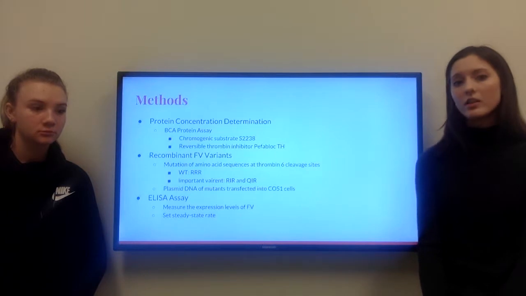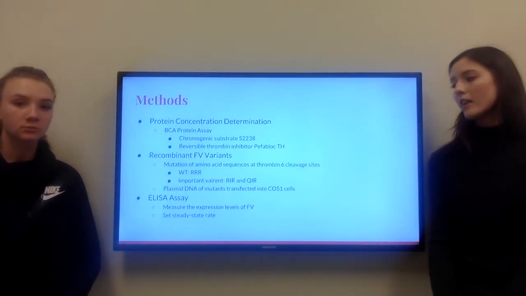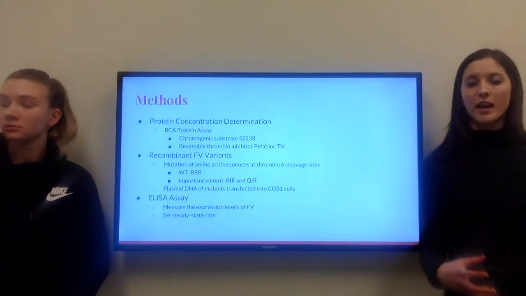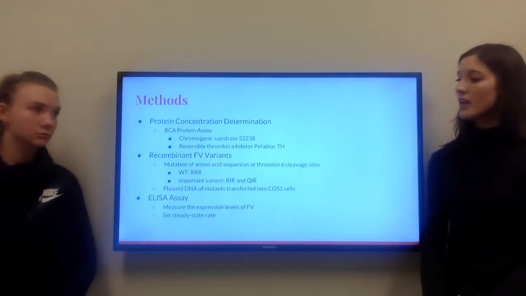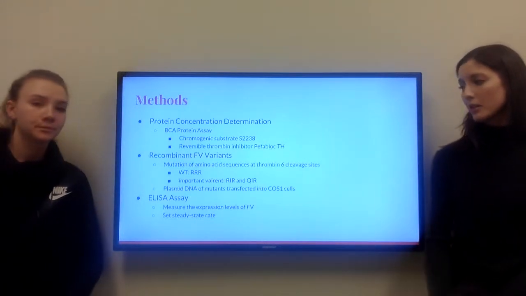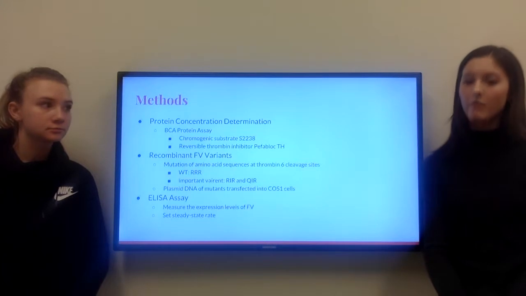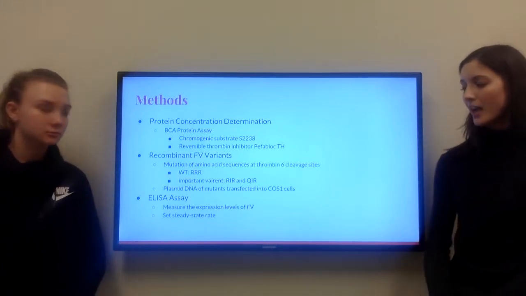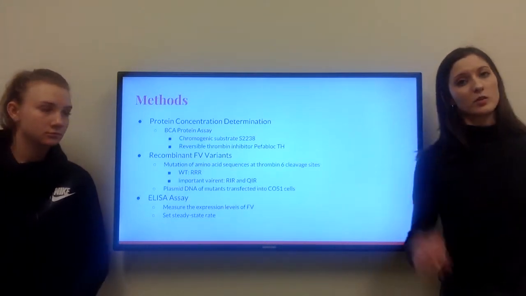And then after all their samples and tests were run, they ran an ELISA assay. So this is after thrombin had been introduced into the samples. They measured the expression levels of active factor 5 by using that ELISA assay. And they did that by creating a steady state curve, which we'll see in just a second.